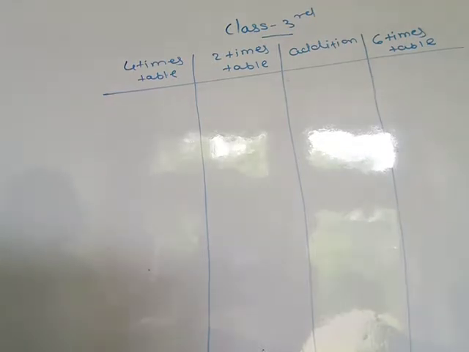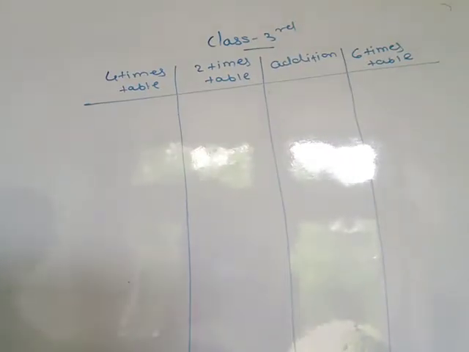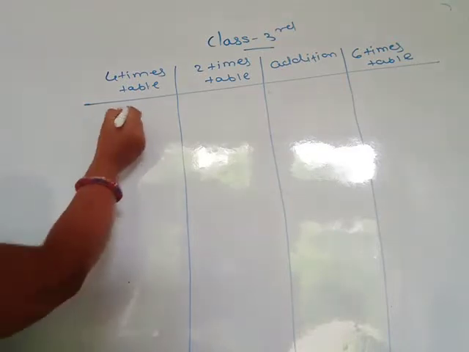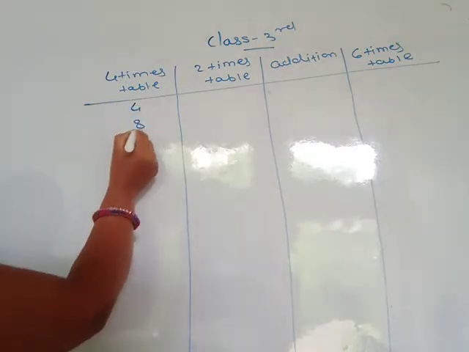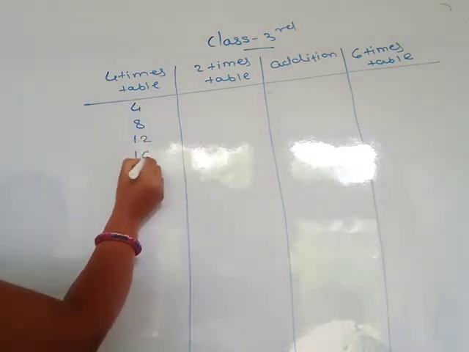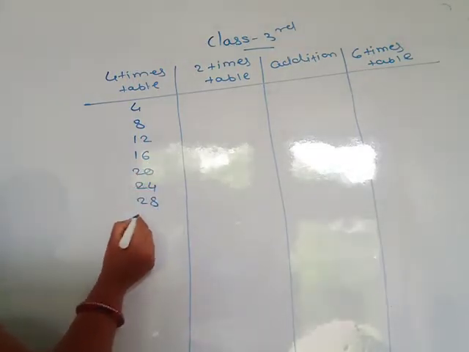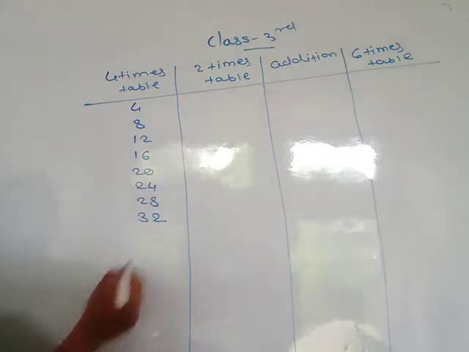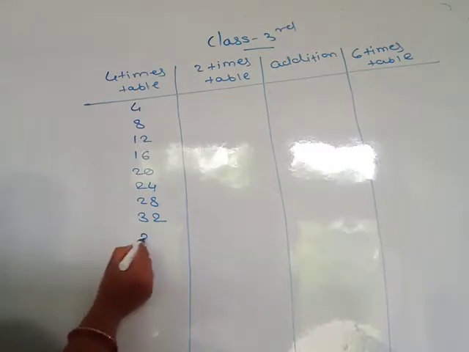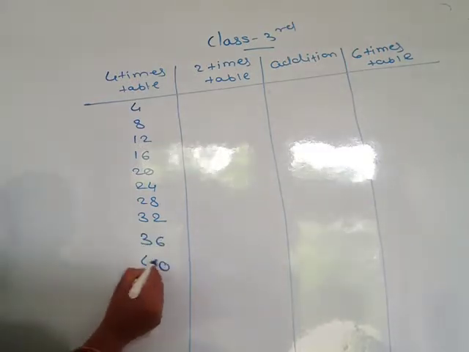Then see here, firstly you write here the 4 times table. Write this 4 table. 4 1 is 4, 4 2 is 8, 4 3 is 12, 4 4 is 16, 4 5 is 20, 4 6 is 24, 4 7 is 28, 4 8 is 32, 4 9 is 36, 4 10 is 40.